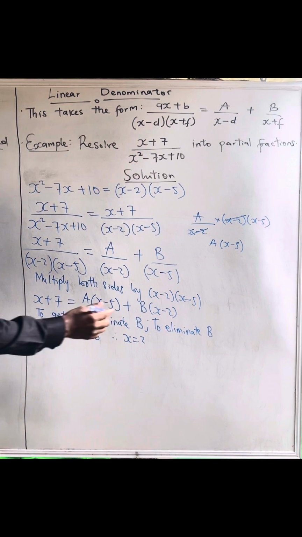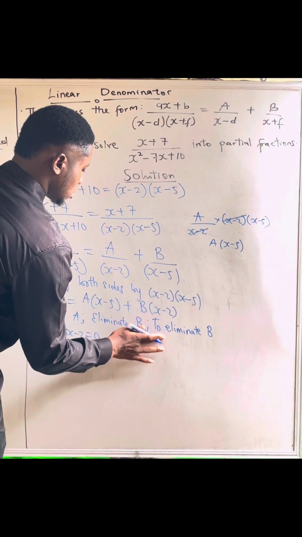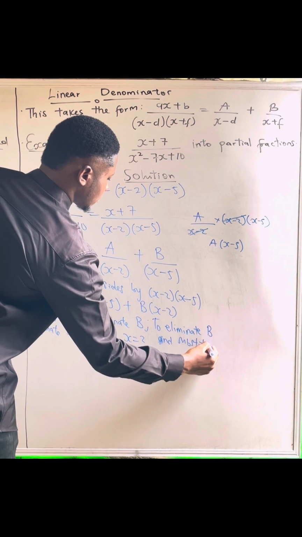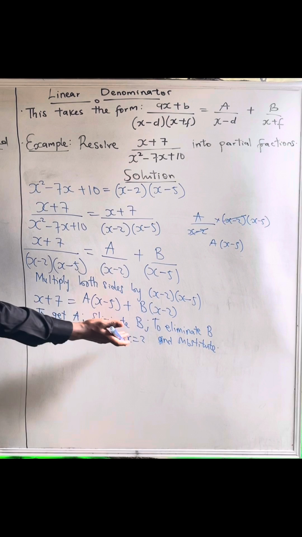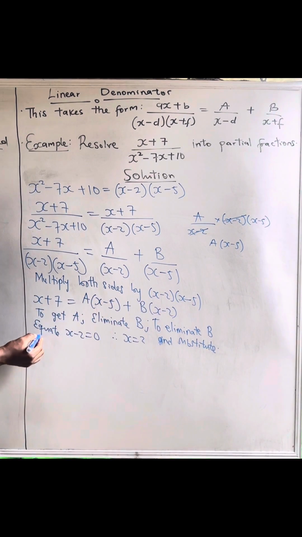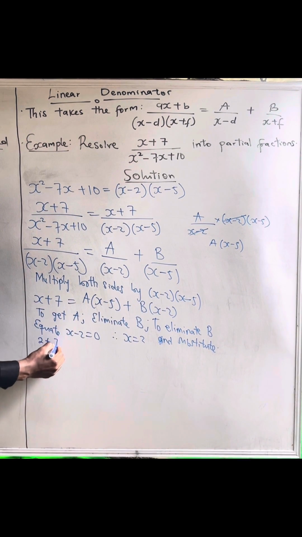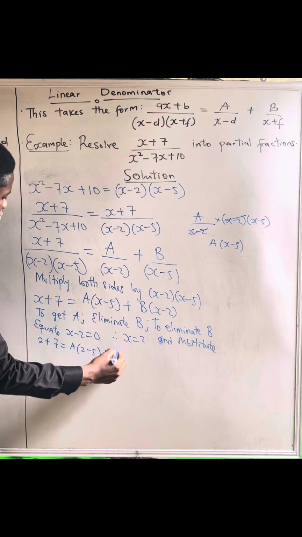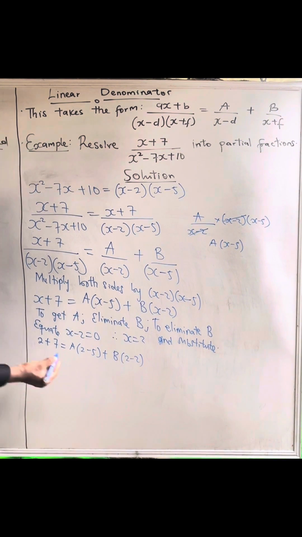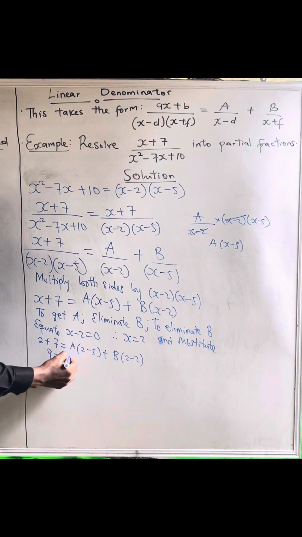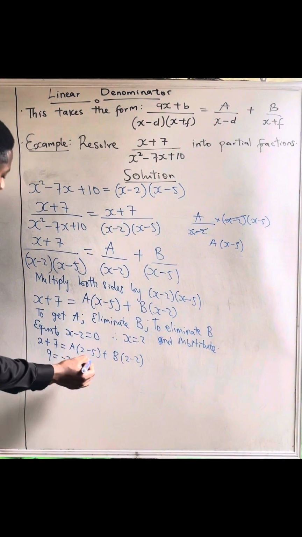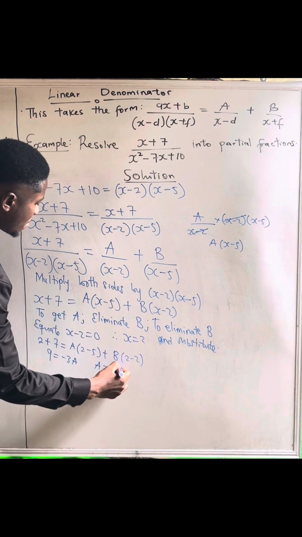So therefore, substitute. If I substitute x is equal to 2 into this expression, I'm going to get 2 plus 7 is equal to A times (2 minus 5) plus B times (2 minus 2). 2 plus 7 is 9, is equal to A times 2 minus 5, which is minus 3A. And 2 minus 2 is 0, and 0 times B is 0.